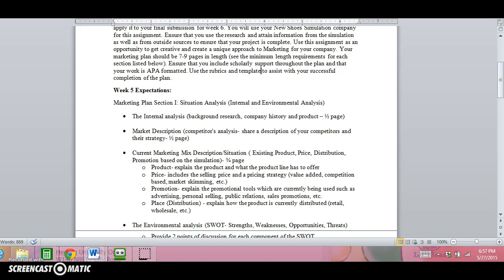Okay, so let's look at the expectations for week five. When we look at the situation analysis, that includes the internal and environmental analysis. The internal analysis means that you will be doing background research on the company, providing a company history, and sharing information about the product. That should be about one half of the page. When you're looking at the market description, this is the competitor's analysis. You're going to share a description of your competitors and their strategy. That is also one half page.